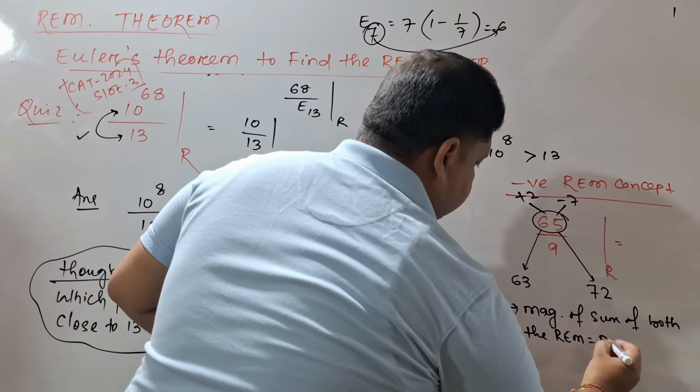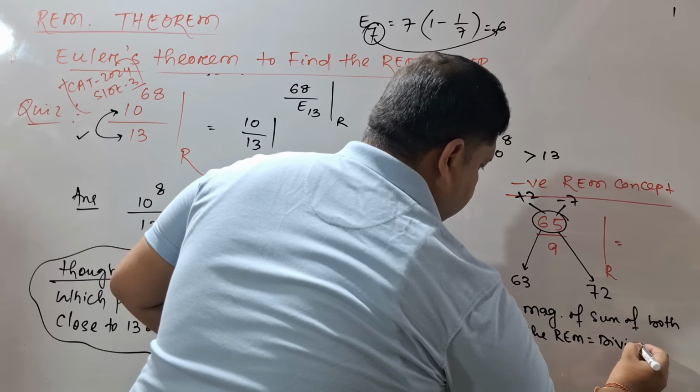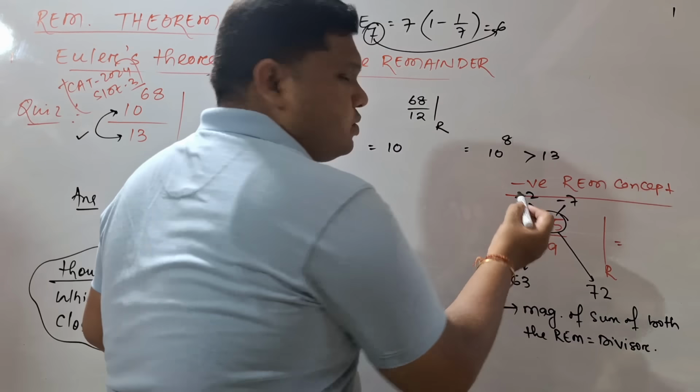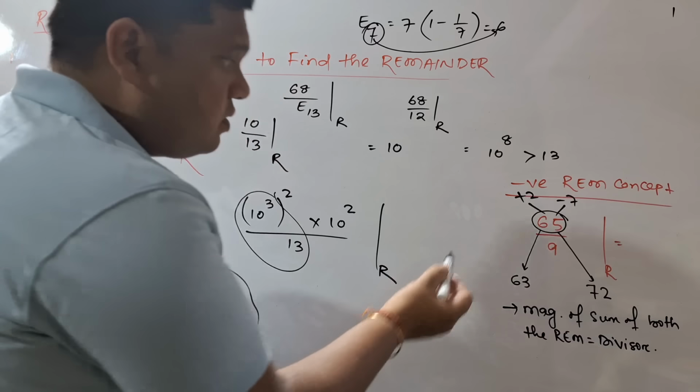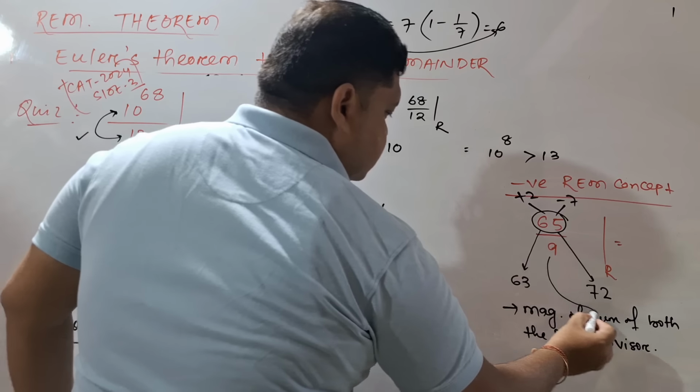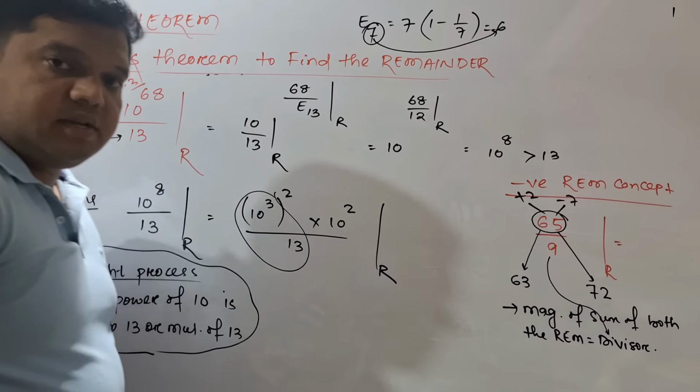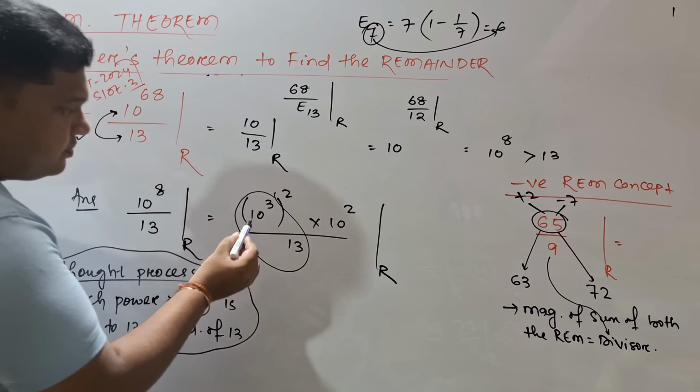That is equal to the divisor. So magnitude-wise, plus 2 has magnitude 2, minus 7 has magnitude 7, and 2 plus 7 is equal to 9. That becomes what? That is equal to the divisor. Clear? So I apply the same thing here.